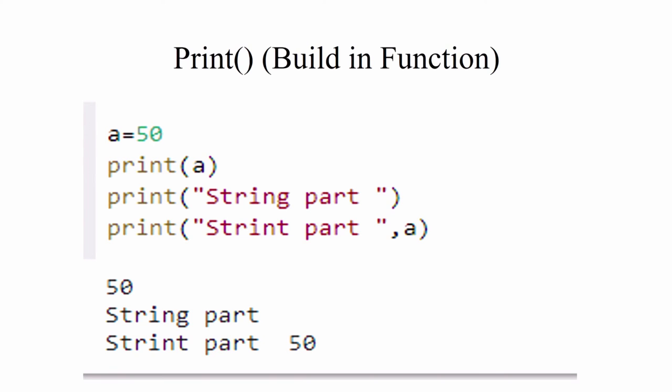And the next one is the print function. It's a built-in function. It exists in the code itself. For example, if we assign 50 to A and then print A, the value of A will be printed at the output, and then we print a string.